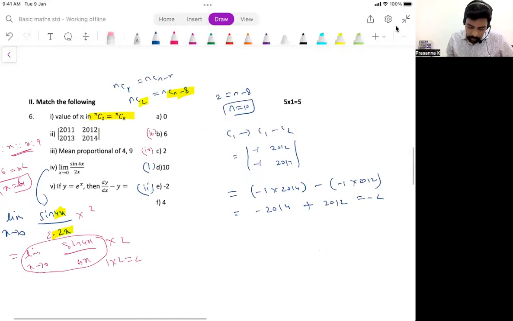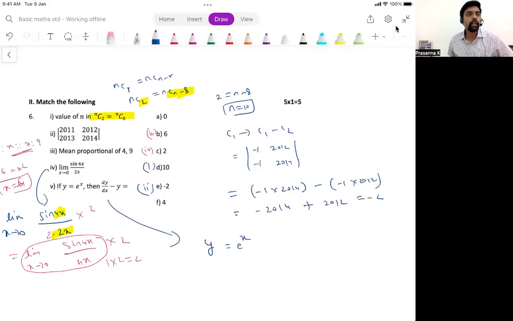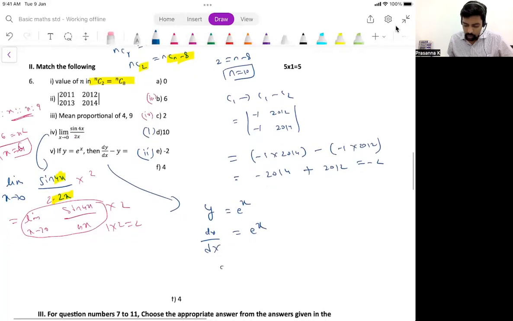Then fifth question. If y equals e power x, then find dy by dx minus y. I will differentiate this with respect to x. dy by dx equals the differentiation of e power x, which is e power x. So dy by dx equals, instead of e power x, I will write the value of e power x.